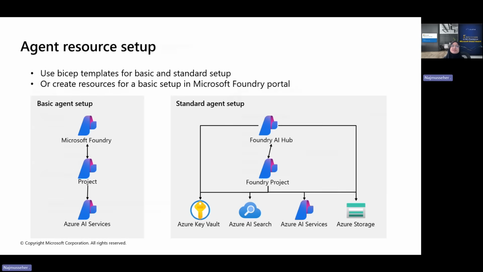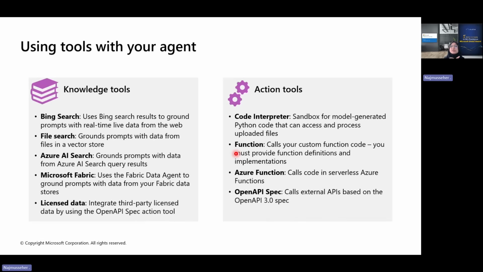Now, as we have understood the setup, we'll understand more about the tools required for your agent. We have two sets of tools to mention here: the knowledge tools and the action tools. Knowledge tools and action tools are the tools that make your agent so powerful. And they have two categories, as you can see on the screen.